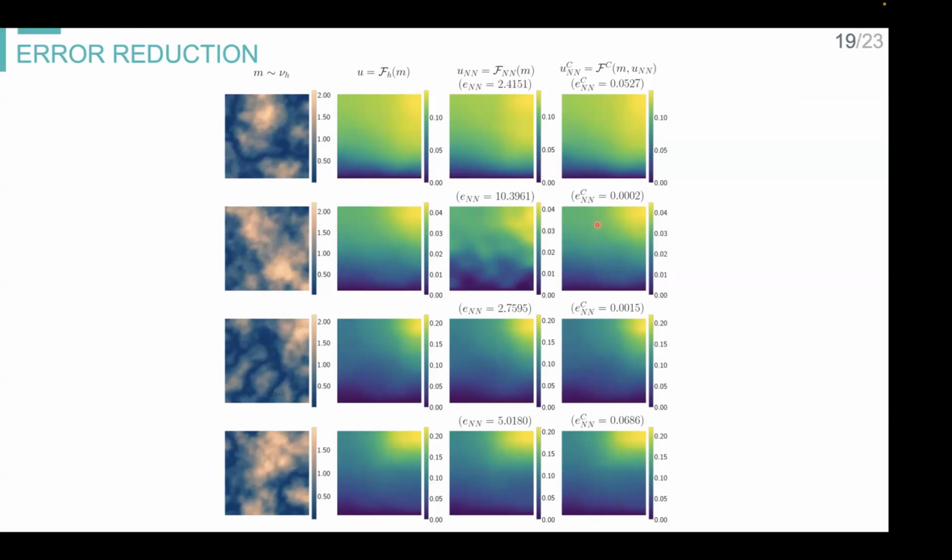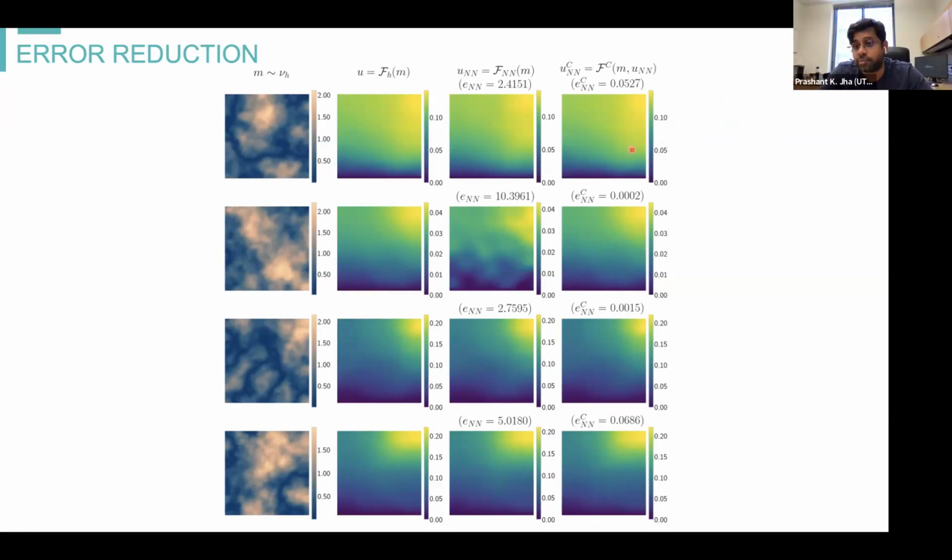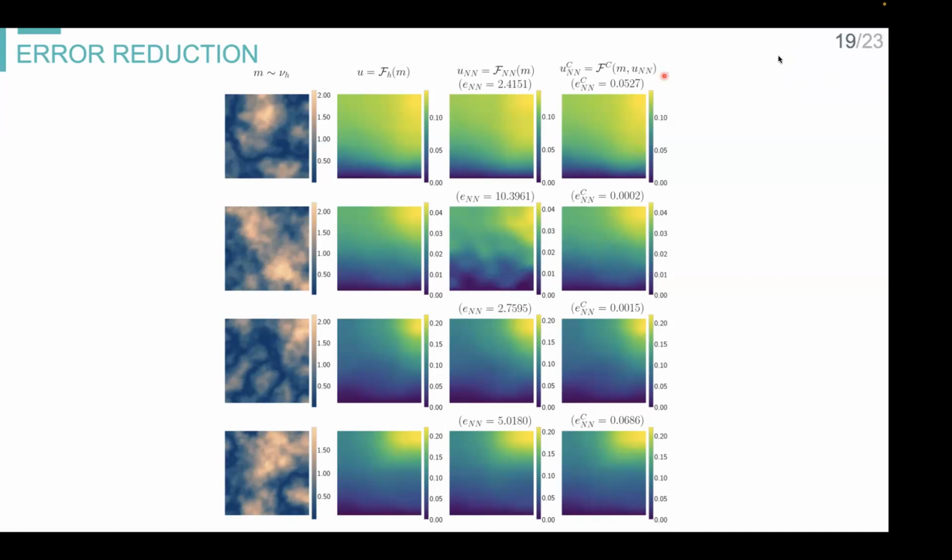Sorry, Prashant. Are these percentage errors? 2.4, is it 2.4 over 100? This is a percentage error. This is a normalized percentage error. Okay, so it's 2% for 10% and so on, right?